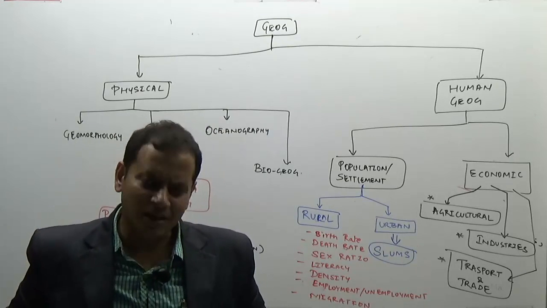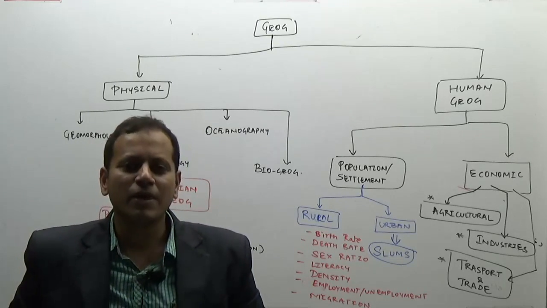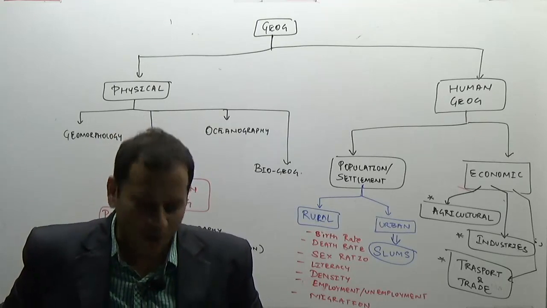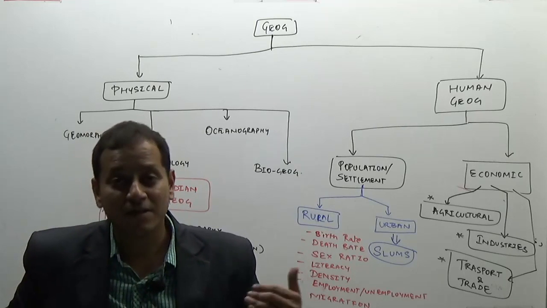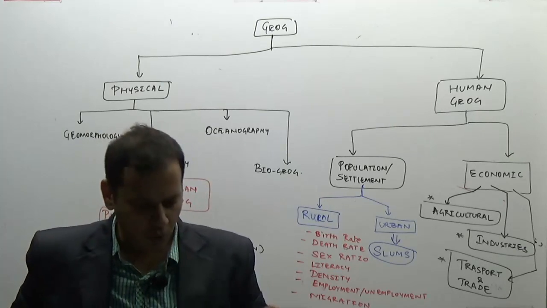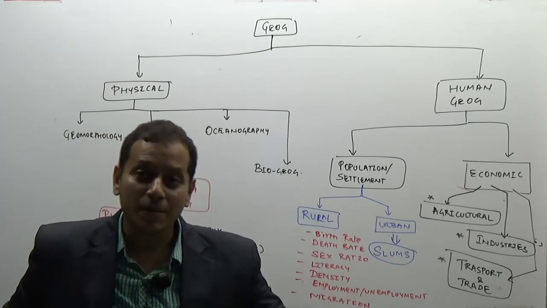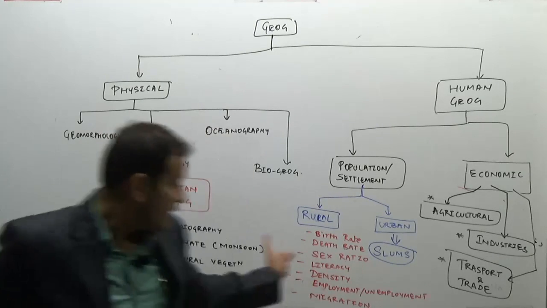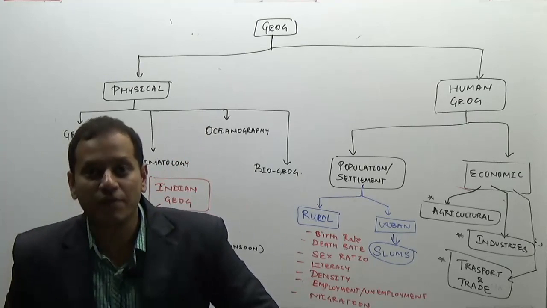Some questions are conceptual, some questions are factual. For example, where is the 9-degree channel located? Where is the 10-degree channel located? Or which is the Tarai belt of India, which is the Bhabar region of India, which is the Bangar region of India? Which national park is there in the Tarai belt? What is the animal in that particular national park? Then the study of climate in India, that is, why the Indian climate is known as a monsoon type of climate.